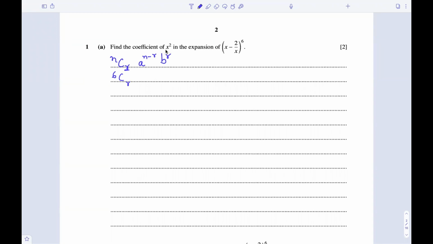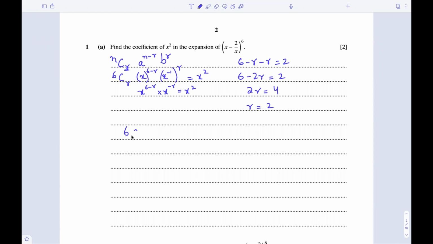Now, as we are just focusing on the variable x, we know that a is x to the power 6 minus r and b has x to the power minus 1 to the power r, and we need x squared. So x to the power 6 minus r multiplied by x to the power minus r should give us x squared. We have 6 minus 2r is equal to 2. So 2r is equal to 4 and r is equal to 2.